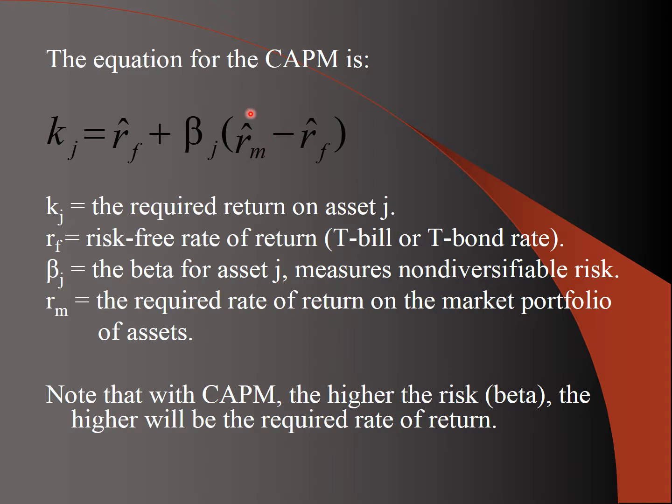And in theory, this is supposed to be every single asset that exists in the marketplace, but we don't have a measure of every single asset that exists in the marketplace. What's the return on that? So we use a proxy or a substitute, and that's usually the Standard & Poor's 500 index, or if you're looking at smaller companies, it might be the Russell. That varies. You just use whatever they give you in the problem, minus the risk-free rate.